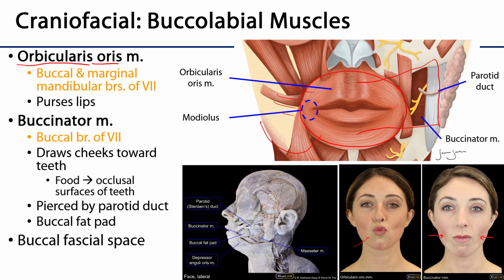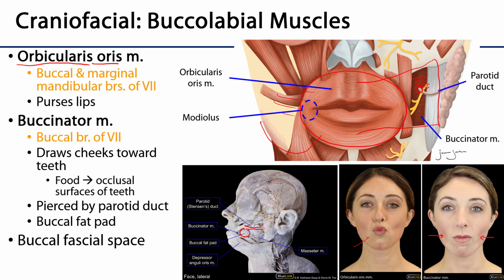The buccinator muscle is interesting in that it is pierced by the parotid duct, and superficial to it we have a very robust and nice buccal fat pad. So we can see that buccal fat pad here in the cadaveric image, and we can see the parotid duct moving across and then diving deep into what would be the buccal fascial space. That buccal fascial space is traversed by Stensen's duct, or the parotid duct.